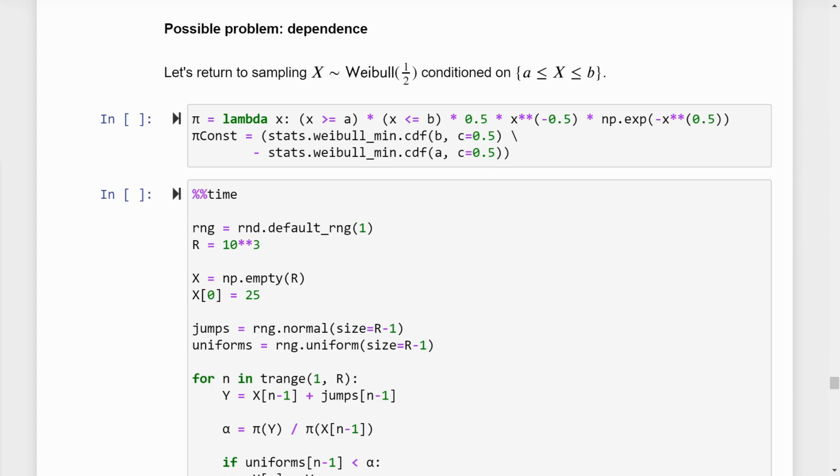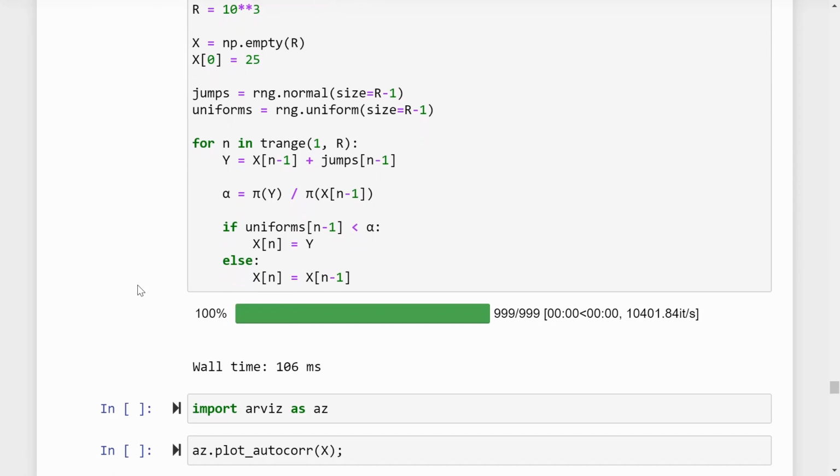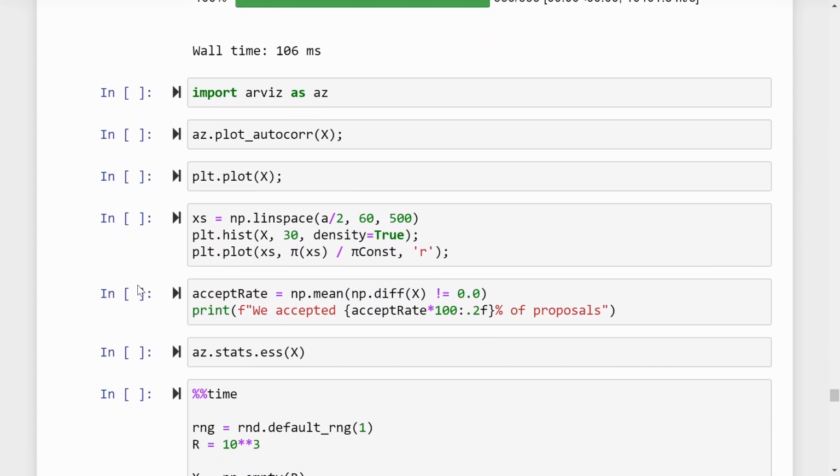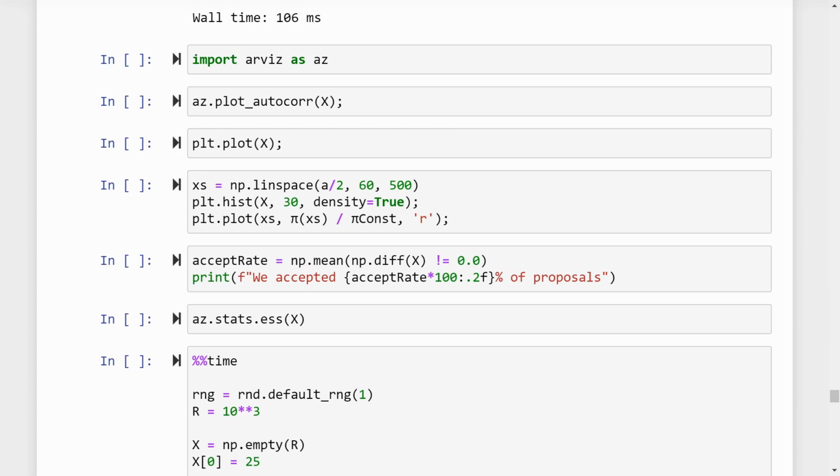Let's generate some MCMC dependent samples and make some plots to illustrate the problem. We'll return to the doubly truncated problem from earlier and generate 1000 samples. To get some plots and statistics which are specifically designed for MCMC, we import the RVs package. It gives us a simple way to plot the autocorrelation of the MCMC samples that we just generated.